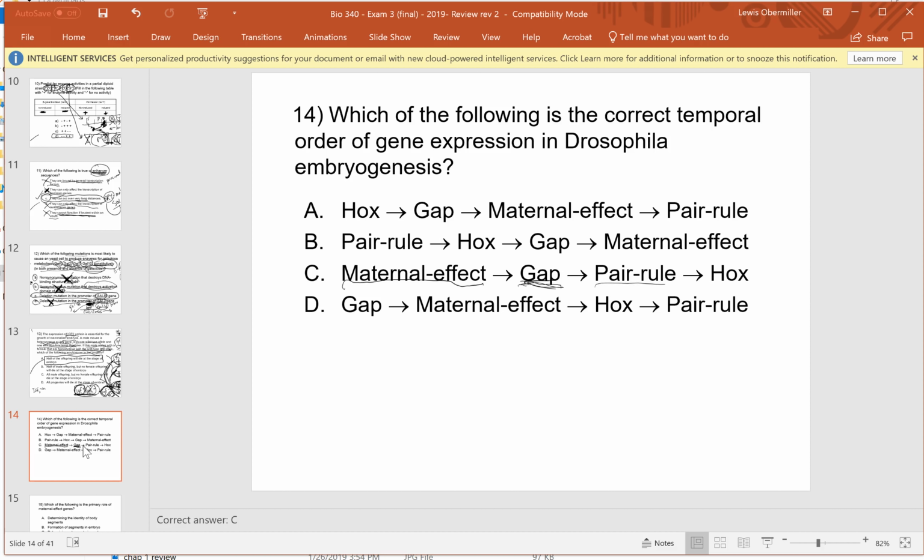And then the next one is the pair rule genes. So we talked about like odd and even, and then these are the homeobox genes, which are in charge of actual developing of like wings and feet and legs and things like that. So the correct order of expression is maternal effects, gap, pair rule, and homeobox genes. So the answer is C.